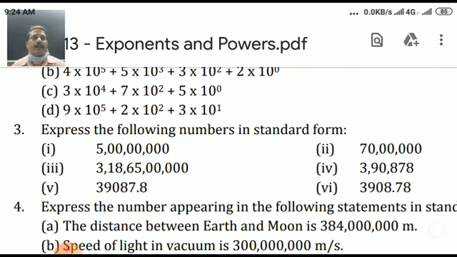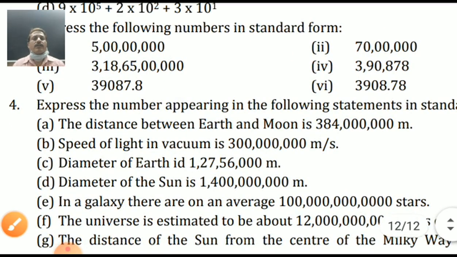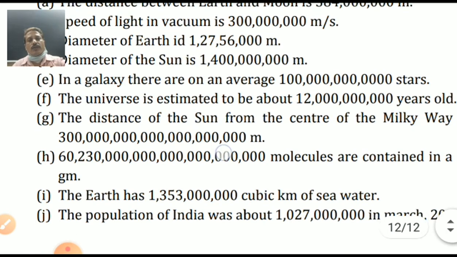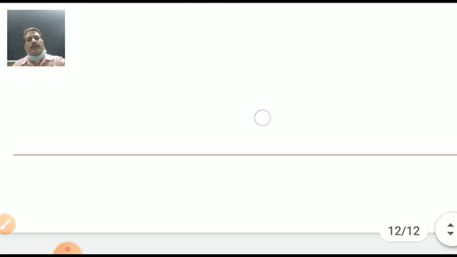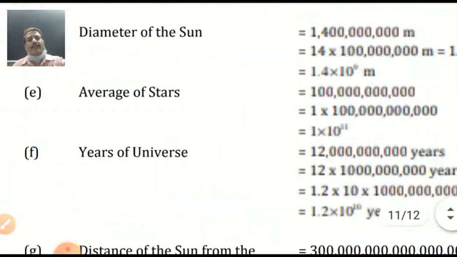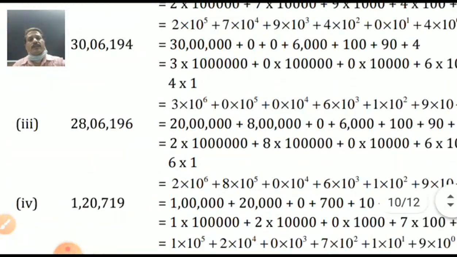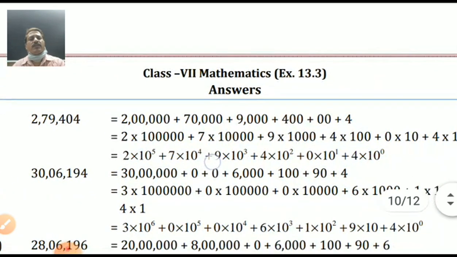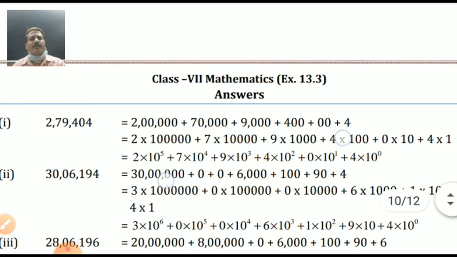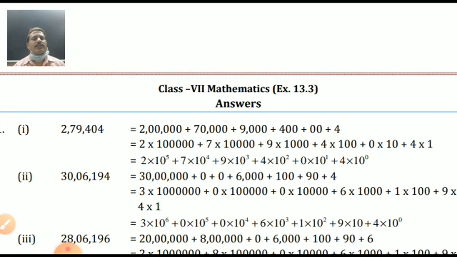देखते बेटा कैसे आएगा आंसर. We can see afterwards. Express the number appearing in the following statement in standard forms. Distance between Earth and Moon is this much. Standard form में लिखने का बेटा. Very good questions are there. You have the textbook where A to J are given. Yes. So let's check our answers. 13.3's answers are here. See, expanded form means nothing. Yes, third, fourth standard you did this one. Start from the ones.